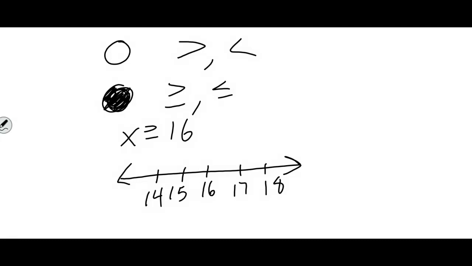What am I going to do first? Annabella? Good. We're going to put a filled in or closed bubble at 16. We are including 16. And then what direction does our arrow go? Does it go to the left or does it go to the right? Paige? It goes to the right.